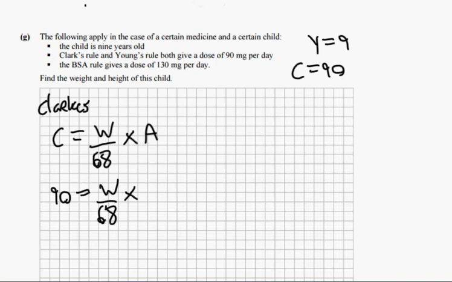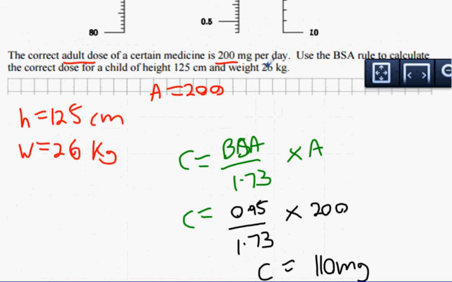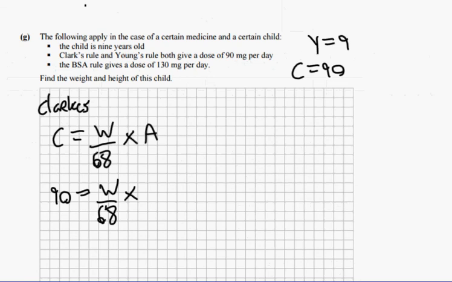The adult dose is 210. Where does it tell you that? It's the last drug, is it? It's in the last question. Wait. Oh, I haven't got it yet.